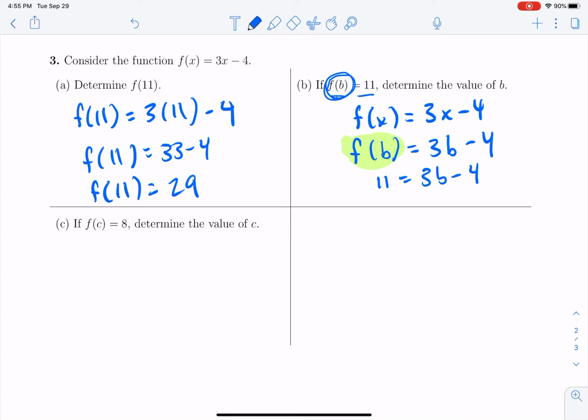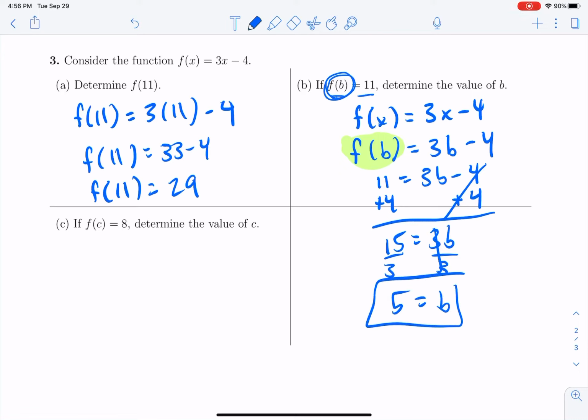And to solve this equation, first thing I'm going to do is add 4 to both sides. I'll get 15 equals 3b. To solve for b, I'm going to divide both sides by 3. So b equals 5. Or my input here is 5.